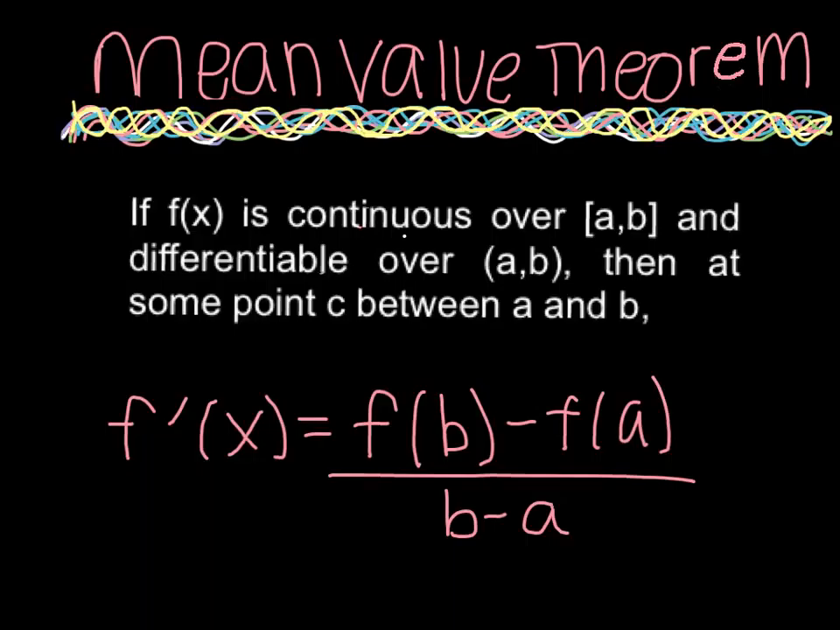So this is the mean value theorem. If f of x is continuous over a to b and differentiable over a to b, then at some point c between a and b, f prime of c equals f of b minus f of a all over b minus a.